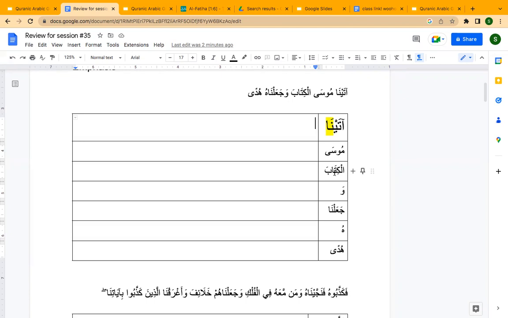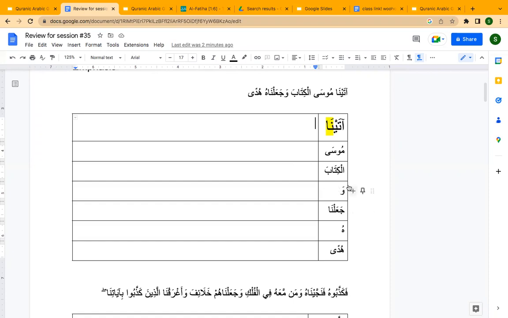Al-kitab, what do you think? Atayna means we gave. To who did we give the book? Musa. So we gave Musa. And what did we give? Al-kitab. So what kind of a question is kitab answering? What? What did we give? Right? So it is going to be my another maf'ul.